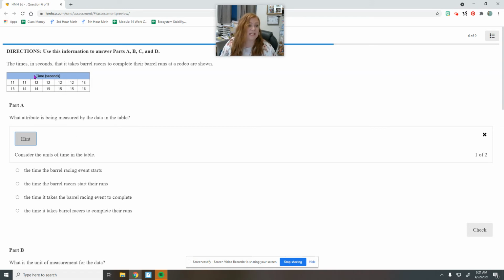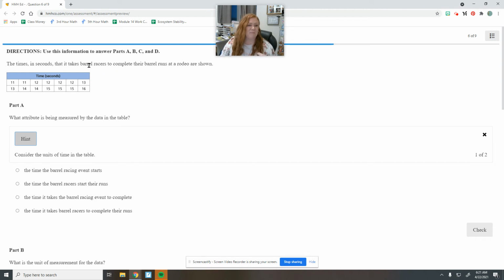So this is looking at the time, or the seconds, that each barrel racer took to complete their run. This is not what time the event starts, or the time the barrel racer starts their runs. These aren't times that things are starting. It's the time it takes to complete the run, so it's not the whole event from start to finish.